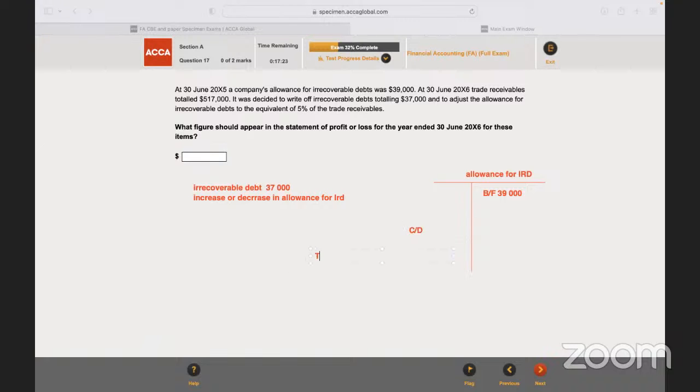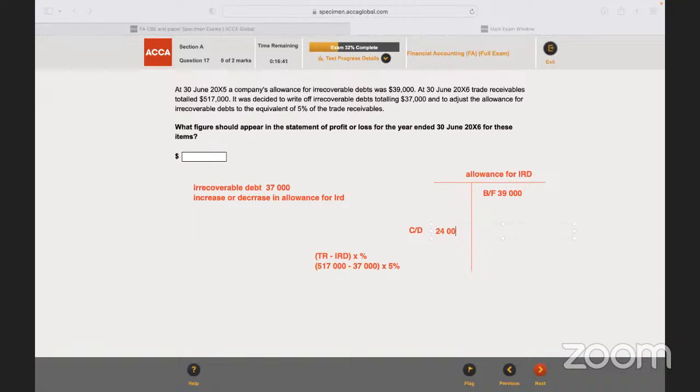How to get the carried down in the allowance account? This is the equation: trade receivable minus irrecoverable debt, and that into a percentage. So in our question, trade receivable is 517,000. Irrecoverable debt is 37,000. That into 5%. 517,000 minus 37,000 into 5%. Therefore, I'm getting 24,000 as the answer.